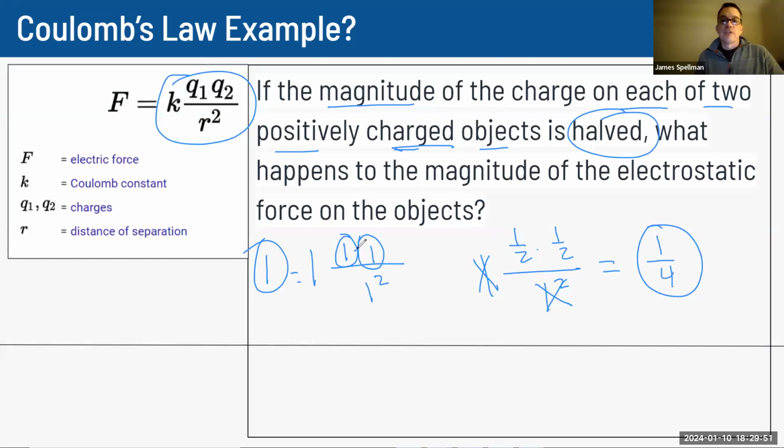What that tells me is that if I cut the charge in half on each one of them, the overall charge is only going to be 1/4 as big, or excuse me, the overall force is going to be only 1/4 as big. So if I cut the charges in half, the force is going to go down to 1/4. Again, we don't know what that original force was, but if we did know what it was, then that's what our answer would be.